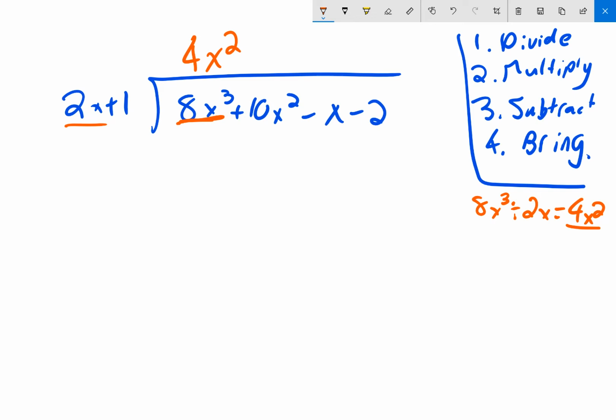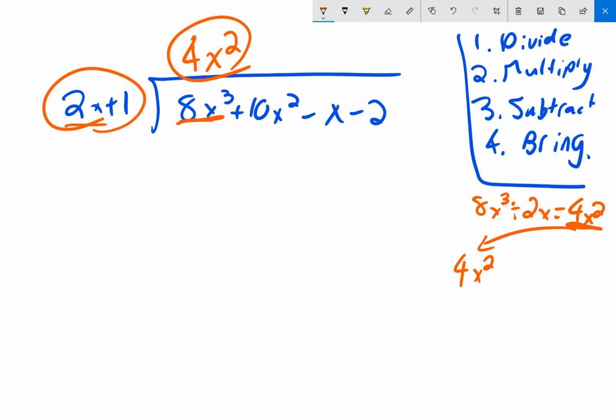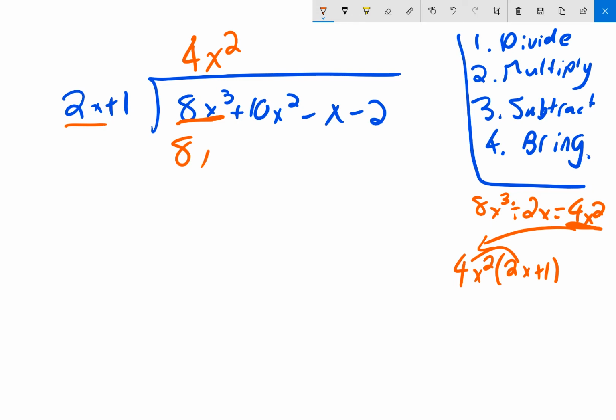So step 2 is multiply. I'm going to take the result that I just got, 4x squared, and multiply it by my polynomial up front. So 4x squared times the 2x plus 1. 4x squared times 2x is 4 times 2 making 8, and x squared times x makes x to the third. And then 4x squared times 1 is still 4x squared. I'm putting that underneath those corresponding like terms because step 3 is subtract.